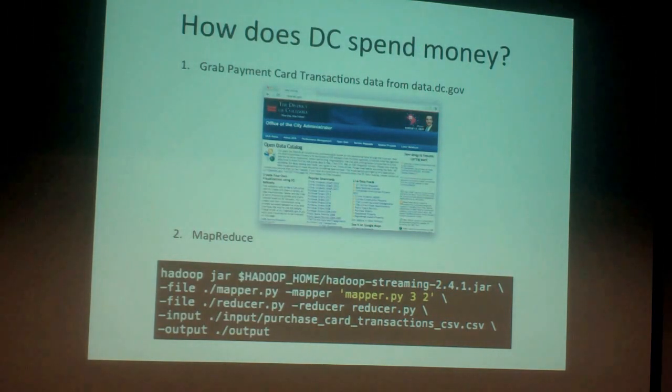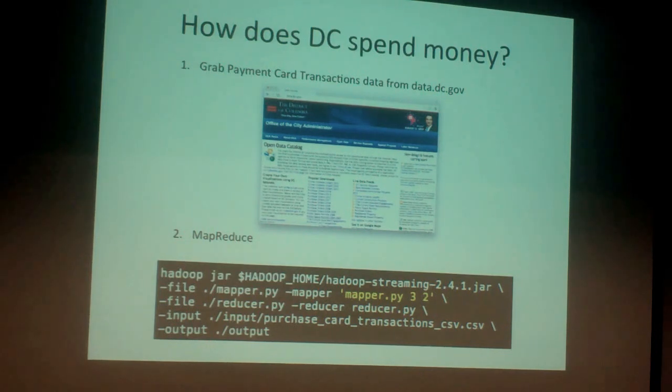So now, how does DC spend its money? data.dc.gov has a number of different data sets that they make available. Some of it's GIS data, some of it's CSVs, text files. I thought the payment card transaction file was actually pretty interesting. These are the purchase cards that they give their government employees to make official purchases for work-related things. But as you start digging into the data, you may wonder if that's really the case. I'm not really insinuating anything here, but you should take a look.